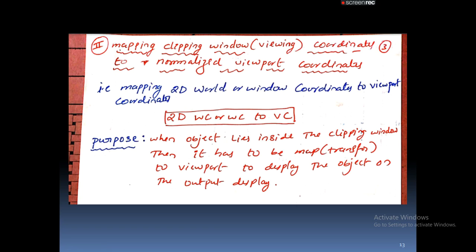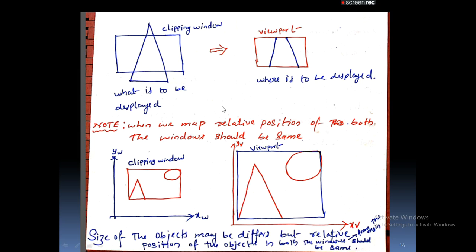The purpose, as I have written here: when an object lies inside the clipping window, it has to be mapped or transferred to the viewport to display that particular object on the screen of the monitor. So indirectly, we are mapping clipping window coordinates to screen coordinates. Assume that this is our clipping window, with a standard size that I specified. Please see the diagram on the left side. This is the clipping window.